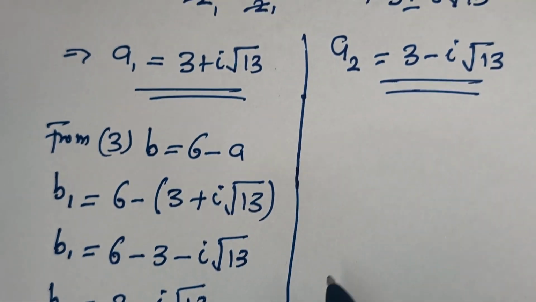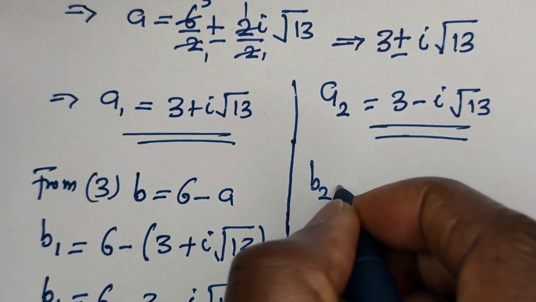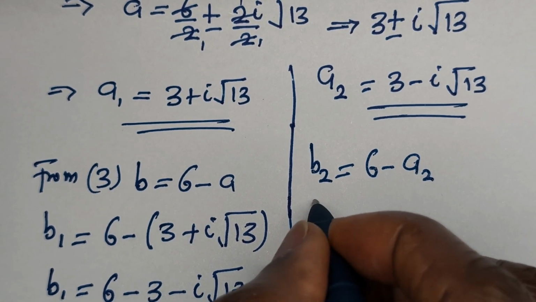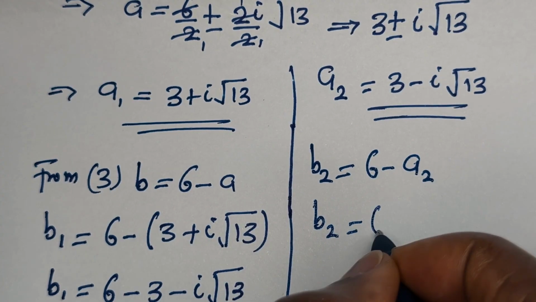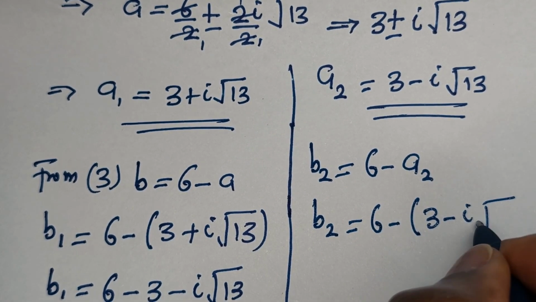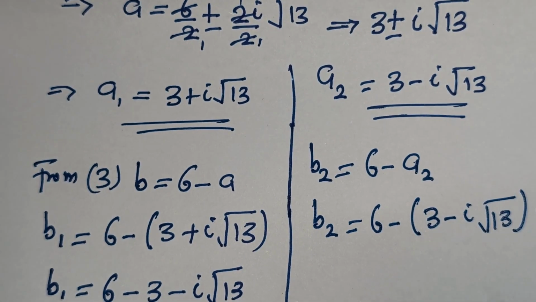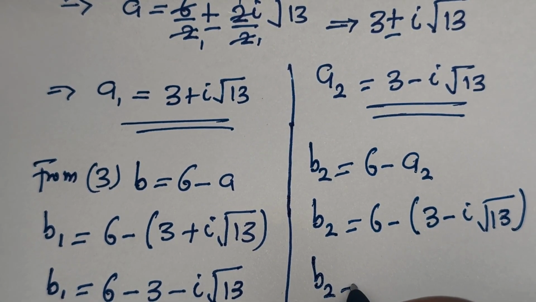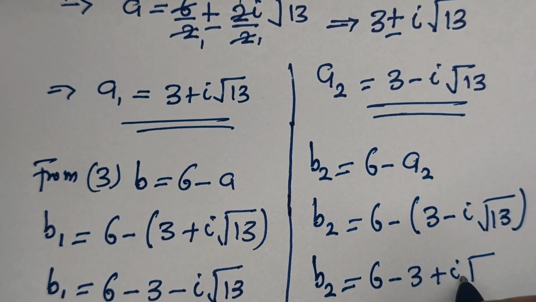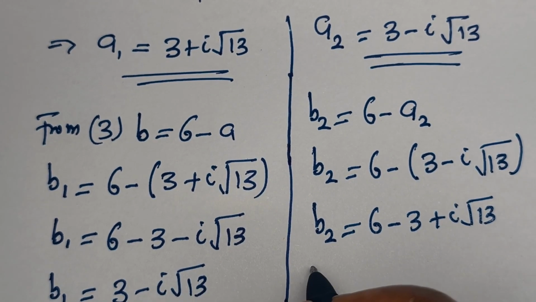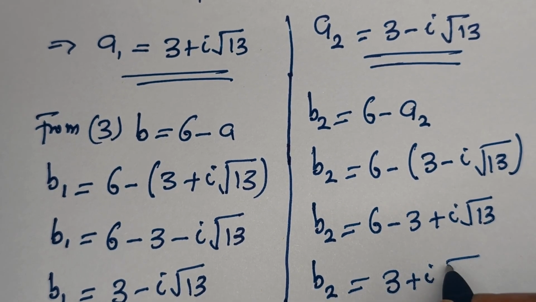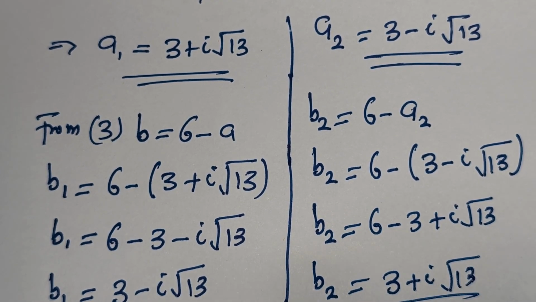Now b2 is equal to 6 minus a2, which is 3 minus i root 13. b2 is equal to 6 minus 3 plus i root 13. b2 is equal to 3 plus i root 13.